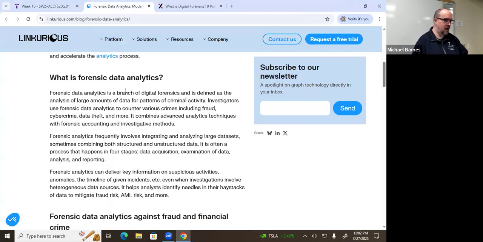Okay, good. So just a basic definition, and to go into a little more detail: a branch of digital forensics defined as the analysis of large amounts of data for patterns of criminal activity. Again, this is consistent with what we've already considered about data analysis, although this is specific because we're looking for anything that's an outlier for the distinct purpose of identifying criminal activity. It counters various crimes, including fraud, cybercrime, data theft, and more. It combines advanced analytic techniques with forensic accounting and investigative methods, which is kind of cool because that means we can take information from data analytics and incorporate it with our investigation, which, believe it or not, is something you've already done.